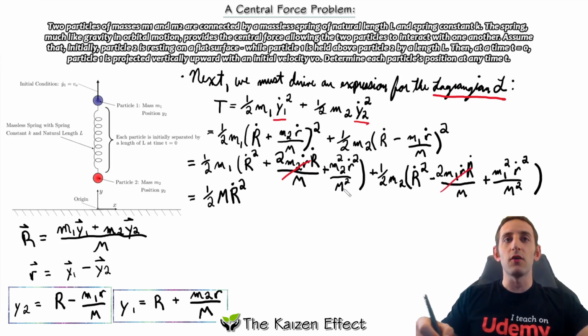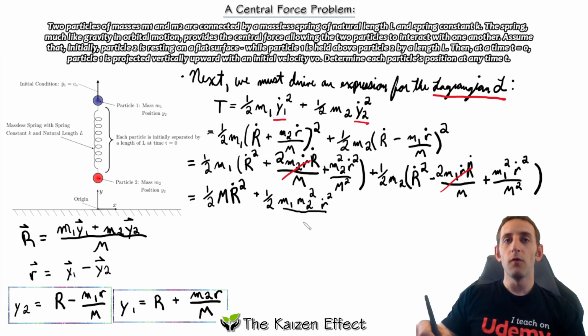And then we have these middle terms. So I'm going to write this out. We get plus 1/2 m1 m2 squared little r dot squared over big M squared, and then we get another 1/2 m1 squared m2 little r dot squared, all of that over our big M squared.